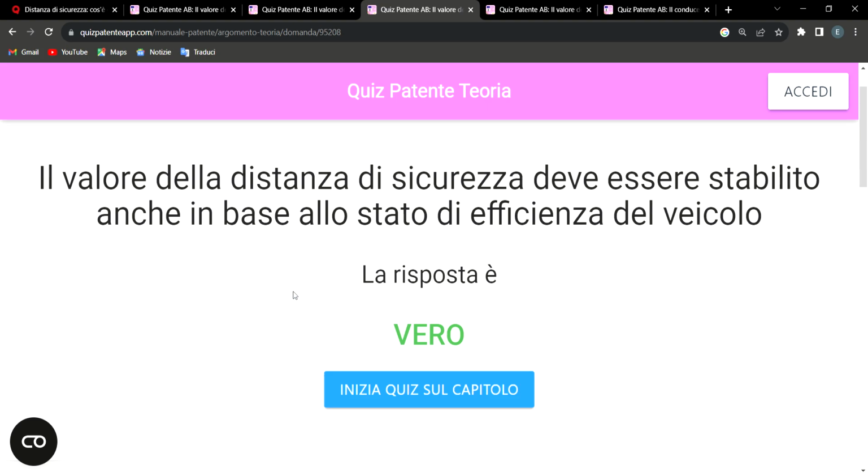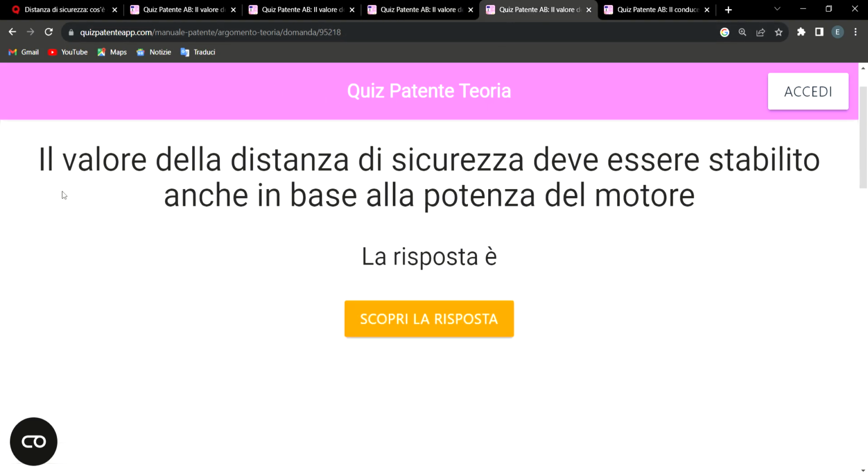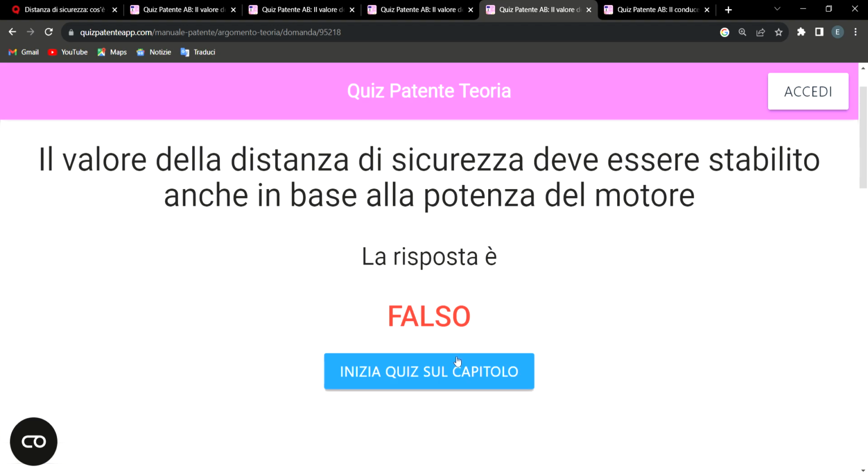So this is the reason why this one is vero. And another question again, it says "il valore della distanza di sicurezza deve essere stabilito anche in base alla potenza del motore." So this very one is falso. Now I will explain to you the reason why this one is falso.